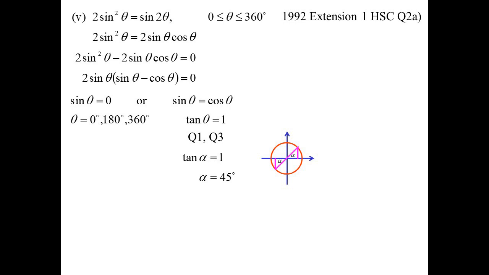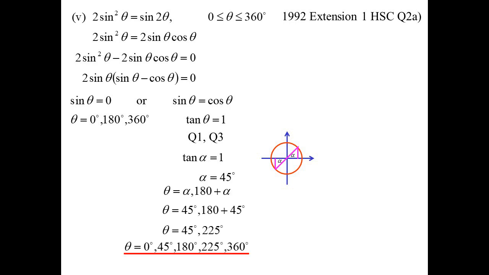Okay. Oh gosh, let's go back even further in time. 2 sine squared theta is sine 2 theta. Okay, well this one I'll change the sine 2 theta. 2 sine theta cos theta, which is a quadratic. Factorize it. Sine theta is either 0 or sine theta is cos theta. 0, boundary value. But this brings up a good point. Remember, if 0 is a solution, 360 is a solution as well. Often forgotten. Sine theta equals cos theta. Tan theta equals 1. So we have, for our acute angle, 45 degrees. Putting it all together, we have 5 answers for this one.